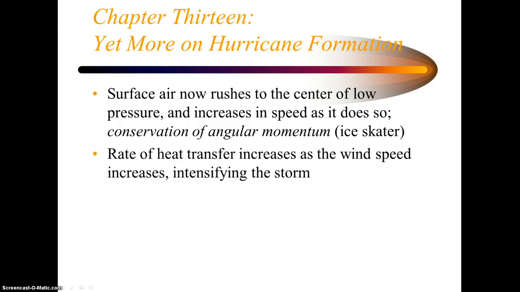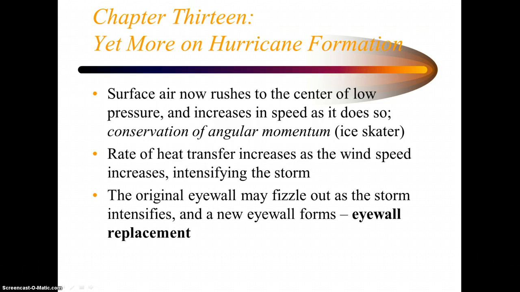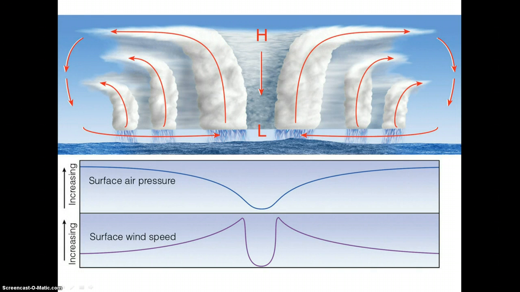The rate of heat transfer increases as the wind speed increases. That intensifies the storm. The original eye wall might actually fizzle out as the storm intensifies and a new eye wall forms. That's called eye wall replacement. This gives you a little cutaway of the structure of the storm with respect to surface air pressure. So where the pressure is lowest, that's the eye of the storm, the surface wind speeds are actually the lightest. The surface wind speeds are the strongest in the eye wall, as you can see by this graphic.